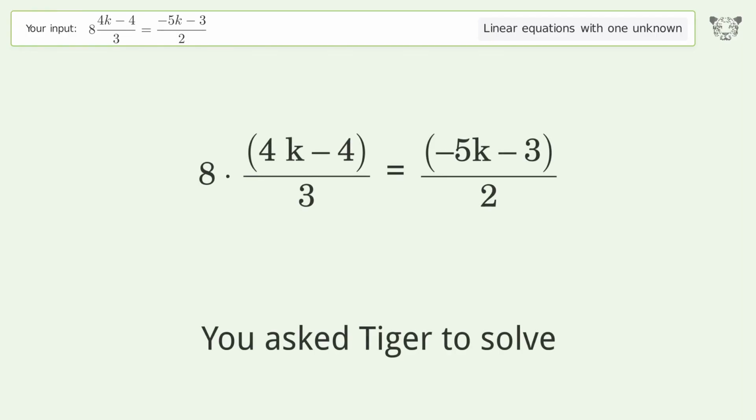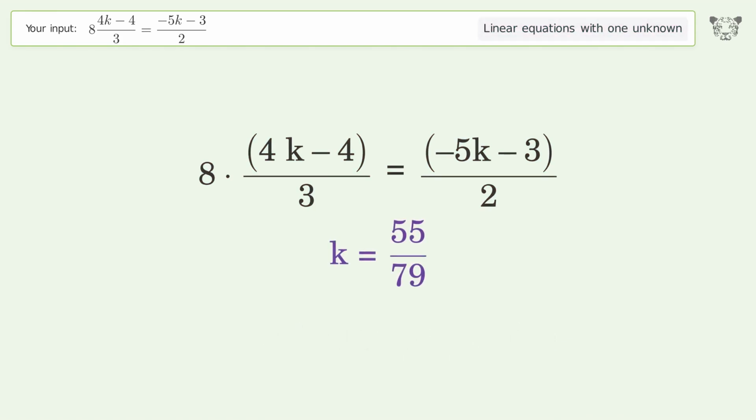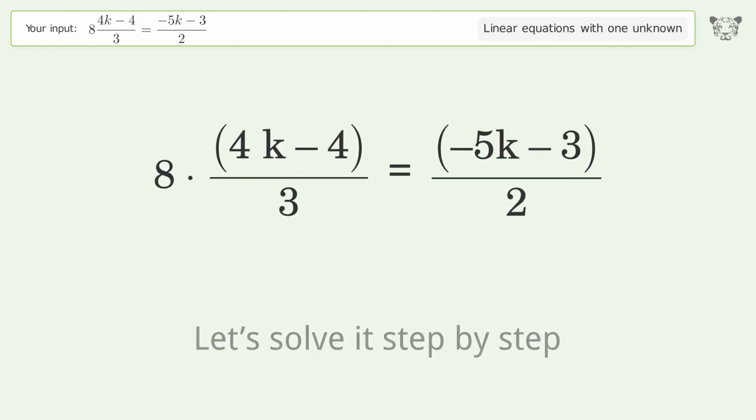You ask Tiger to solve. This deals with linear equations with one unknown. The final result is k equals 55/79. Let's solve it step by step.